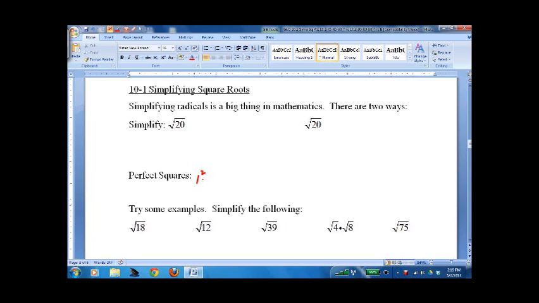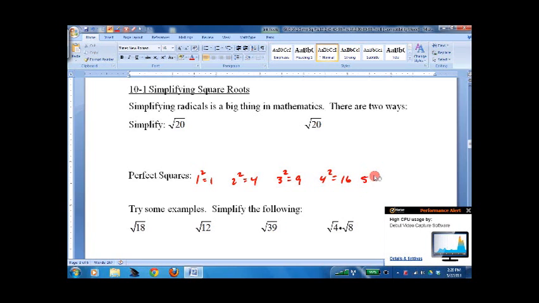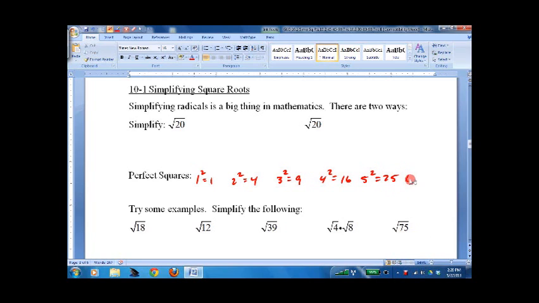1 squared is 1, although I don't actually look for that. 2 squared is 4, 3 squared is 9, 4 squared is 16, 5 squared is 25, 6 squared is 36, 7 squared is 49. After that, you should be in pretty good shape. So I look for that and I just say, well, this is equal to root 4, that's this one, times root 5, which is 2 root 5.